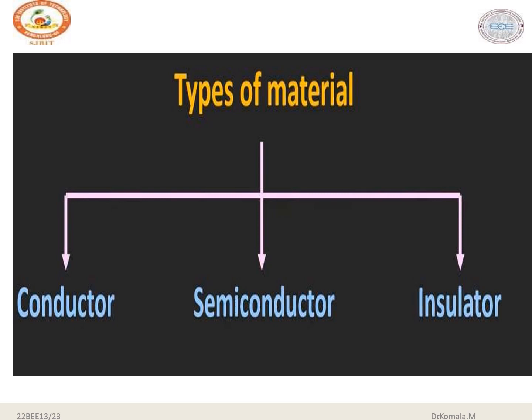The first one is the conductor, the second is the semiconductor, and the third one is categorized as insulator. Basically, all the types of materials are classified depending upon the conductivity of the material, or the conduction of electrons through it. So now let's understand briefly about the three types of material.